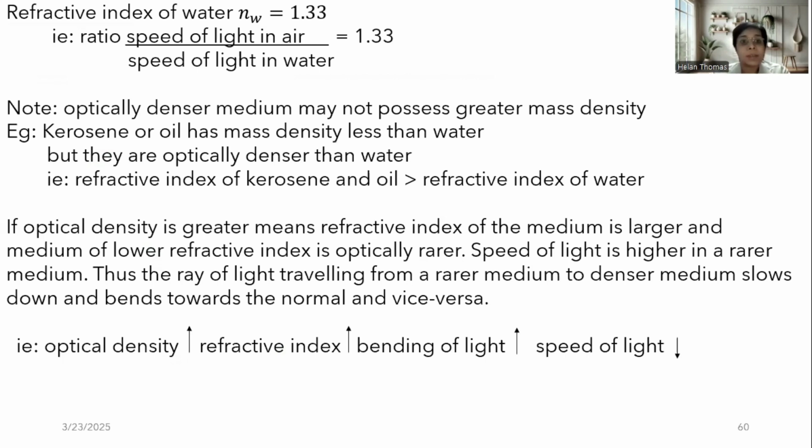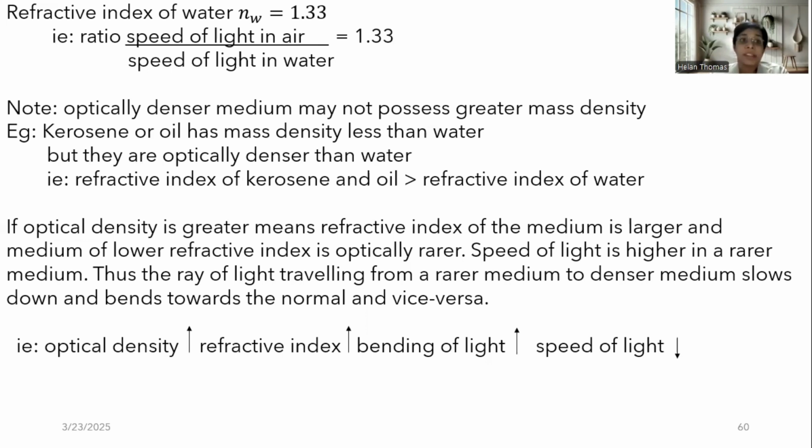The optically denser medium is not always necessarily the one possessing a greater mass density. For example, there may be questions that say light entered into kerosene or light entered into oil, and then ask what is the refractive index. Then after entering oil, it entered into water. There is a chance that you may think that oil will float on water, or kerosene will float on water, so its mass density is less, and so it is not optically denser.